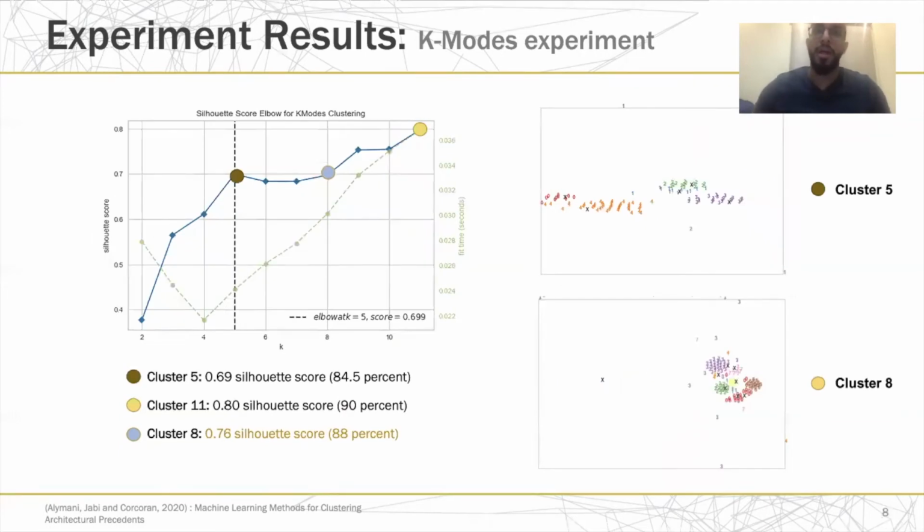In parallel, the k-modes algorithm was run using the same number of clusters. The best silhouette score was found with 9 clusters, with a rating of 0.76 silhouette score, around 88%. While both clustering algorithms achieve strong accuracy, the k-means method yields a better overall silhouette score with less time.